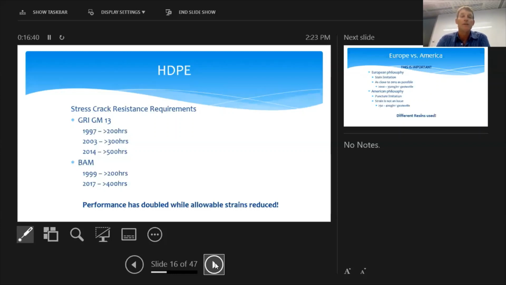So what I'm seeing in the marketplace is that the performance of the geomembranes has increased. Performance in terms of stress crack resistance has at least doubled. But I'm seeing more and more markets where the allowable strain is being reduced, and I think that's the major conflict in the industry at the moment, trying to pull those two things together.